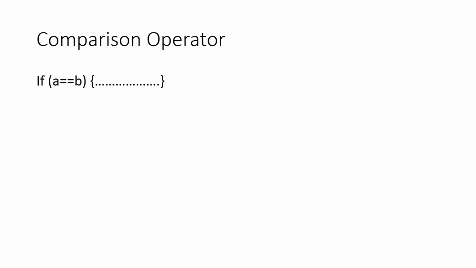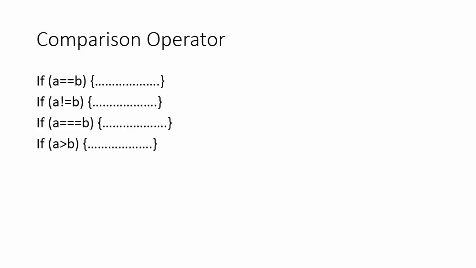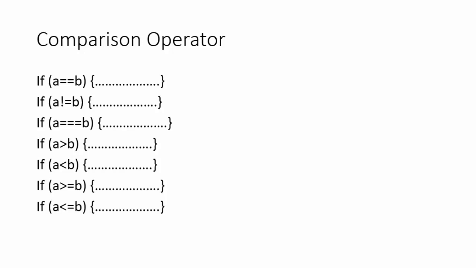Now here are some comparison operators in a real environment. So you can use the equality operator in your if condition. You can also use not equal in your if condition. You can see the strictly equal operator in your if condition when you have to make sure whether one thing is strictly equal to another thing or not. You can also use greater than, less than, greater than or equal to, or less than or equal to operators in your if condition.